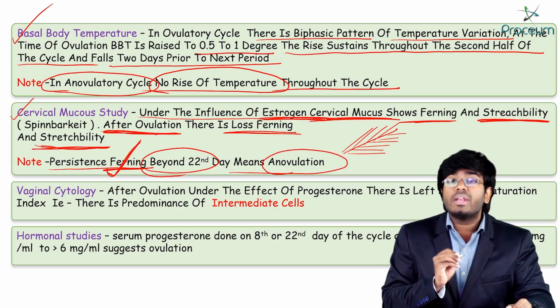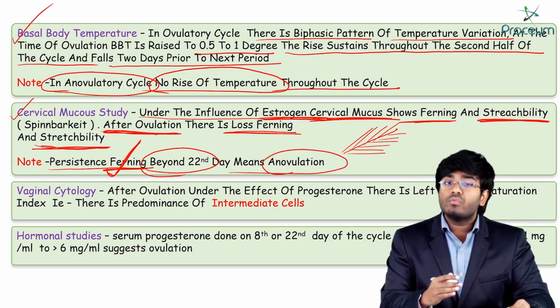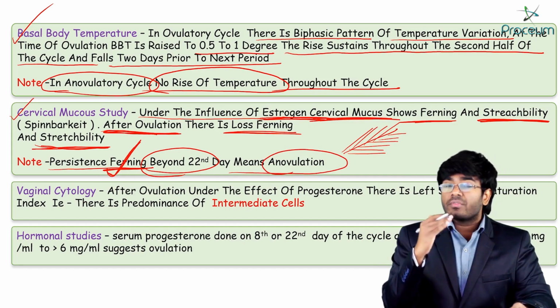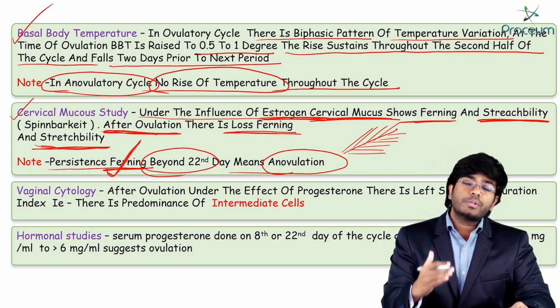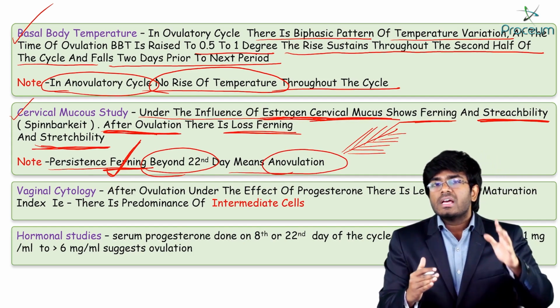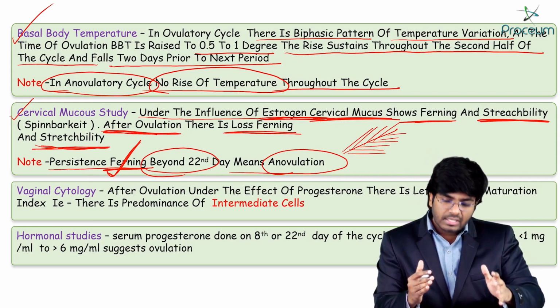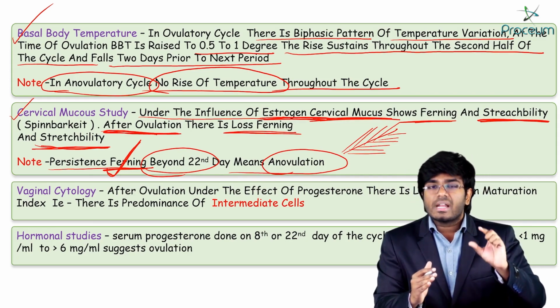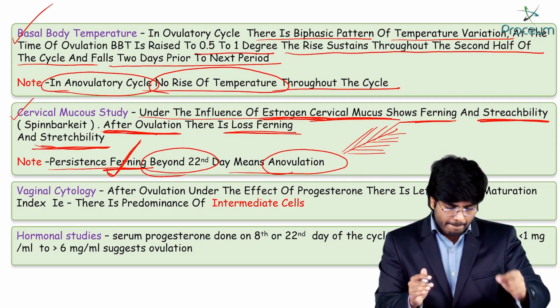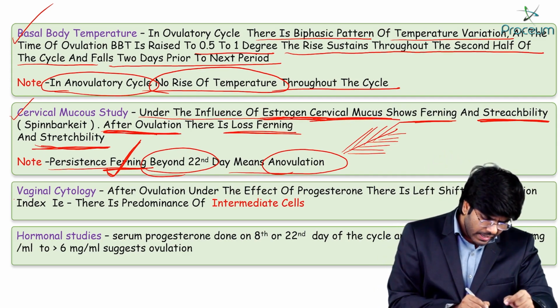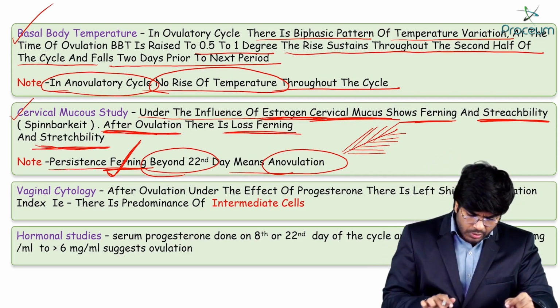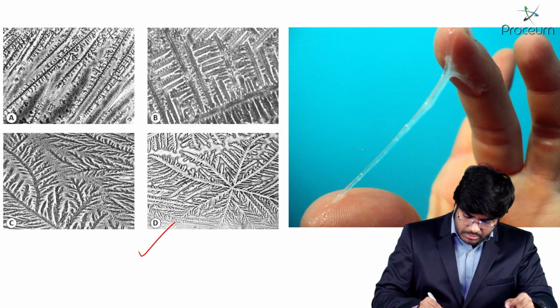it is an indication of anovulation. There is no ovulation, there is no corpus luteum. Whenever there is no corpus luteum, there is no progesterone. And whenever there is no progesterone, under the influence of estrogens, the cervical mucus is still stretchable and there is still firming. Now guys, let me show you how firming and stretchability look.